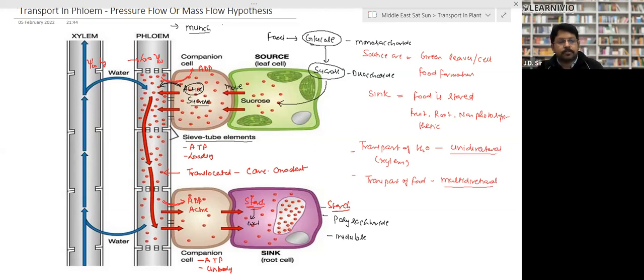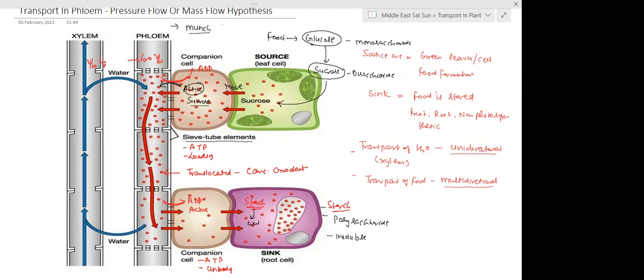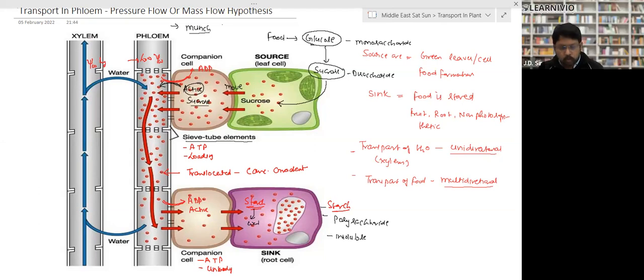Next, food is formed in the form of glucose by photosynthesis. Full stop.